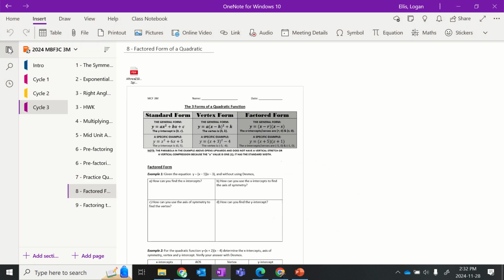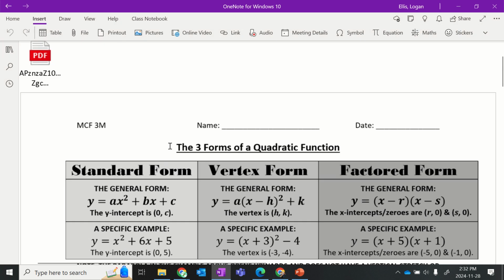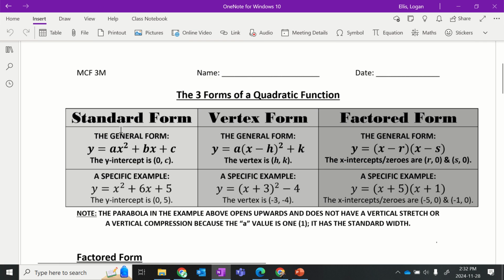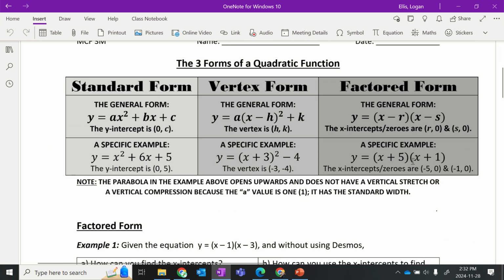All right, so I just wanted to go through the note here. Hopefully it won't be too long, but basically we're talking about factored form. And so you've got your standard, vertex, and factored form. And yeah, factored form is great.